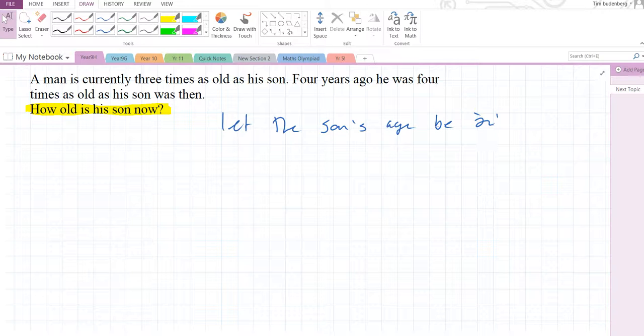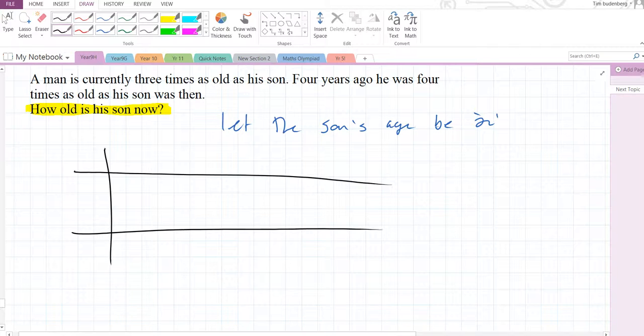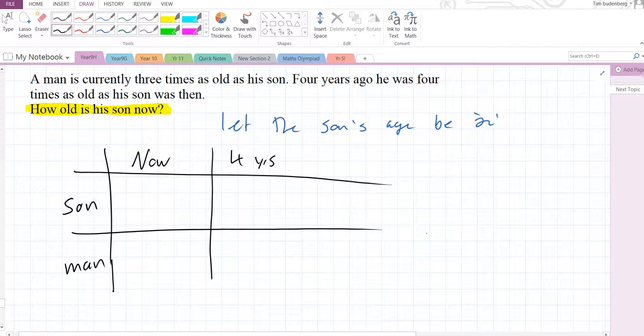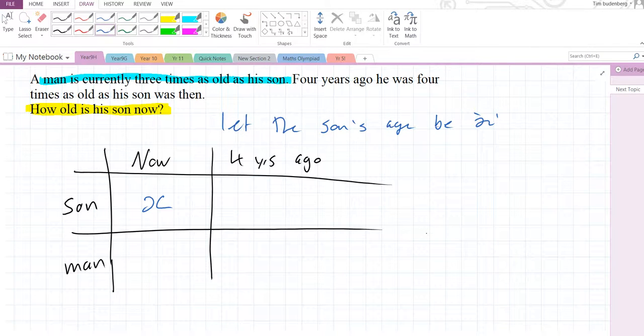Now with these sort of age questions, I like to draw up a bit of a table. You would use a ruler, I don't have one. And in this table we have the son and the man, and we have now, and we have the other time period they're talking about. So that is 4 years ago. And remember, we've already defined the son's age now to be x. And the equation tells us that currently the man is 3 times as old as his son. So in nowadays, in the now column, if the son is x, the man is 3x.